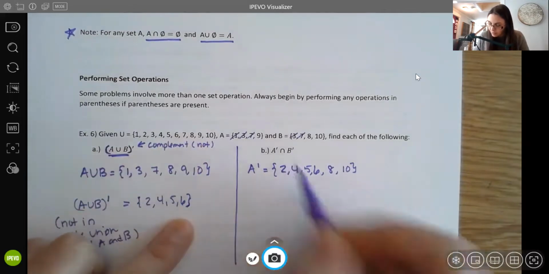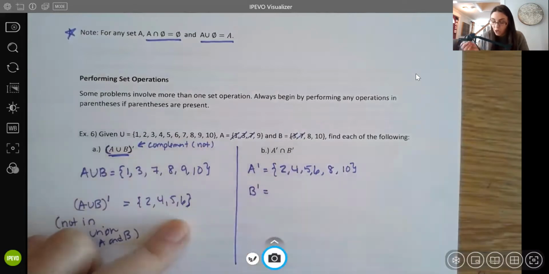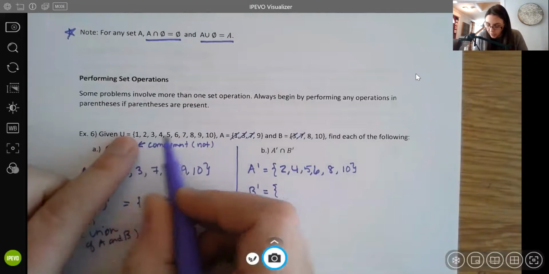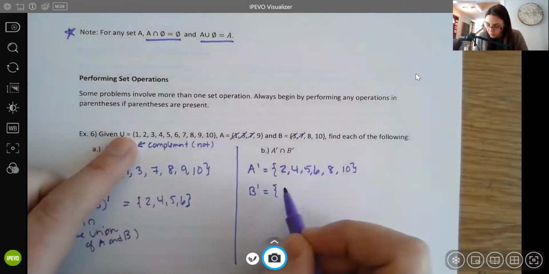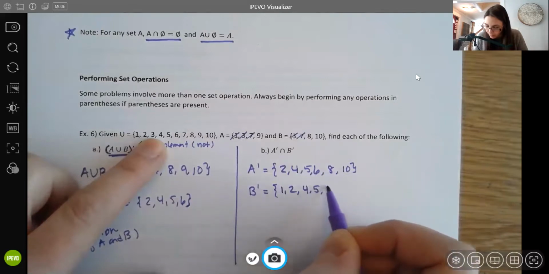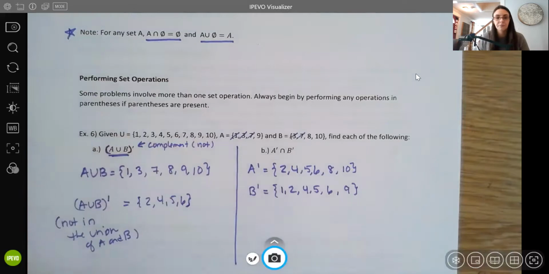And then I'm also going to do the same thing for B. So I want to find all the values that are not B, right? So the complement of B. So we're going to go to the universal set, but I want to take away the B values. So I have 1, 2, 4, 5, 6, and 9 left over.